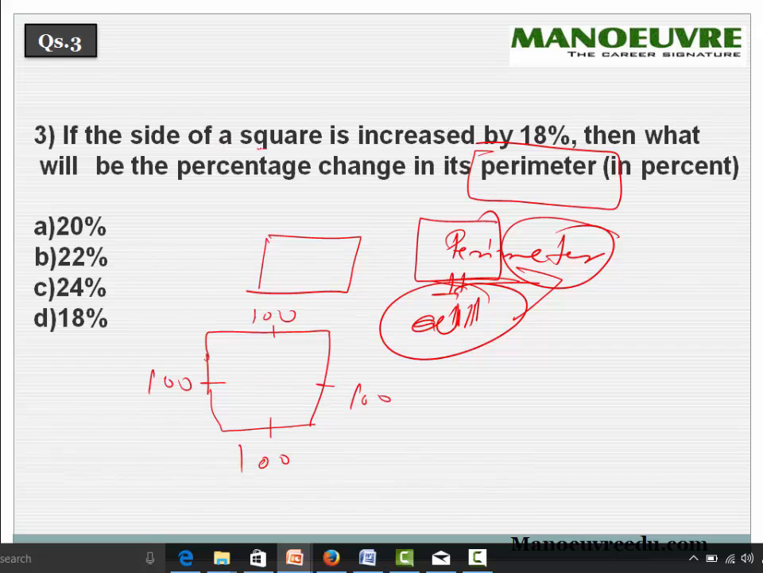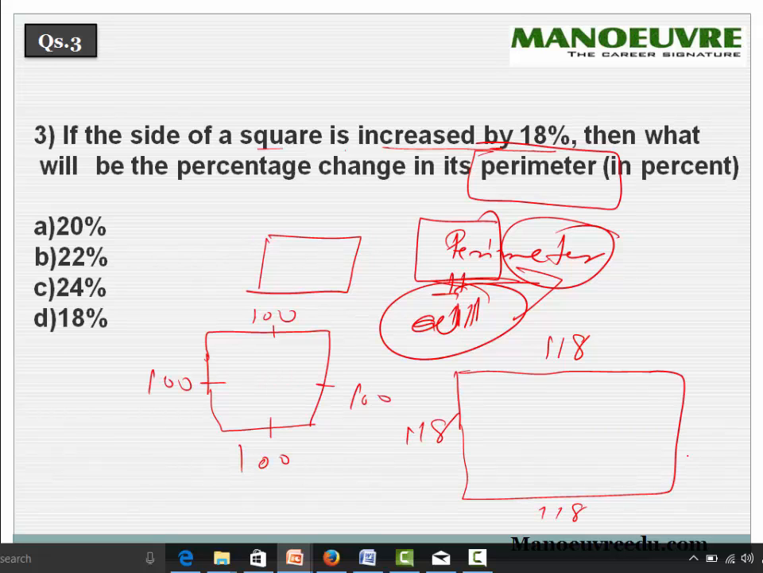Now they are saying the side of the square is increased by 18%. So we can say there is another square, slightly bigger than the earlier one, which is increased by 18%. This becomes 118. So by what percent does its perimeter change? Perimeter means the summation of all sides.